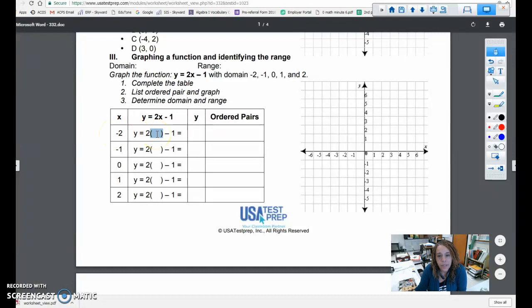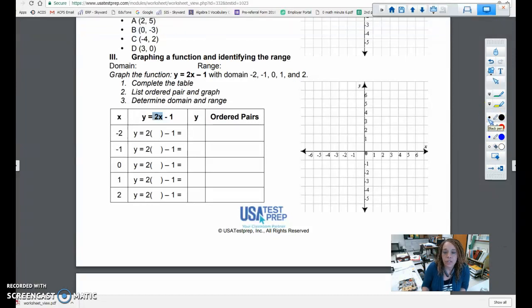We're substituting. So in order to do that, I'm going to say 2 times x. Well, 2 times x in this case, let's get to writing here. So 2 times x in this case is going to be 2 times -2.